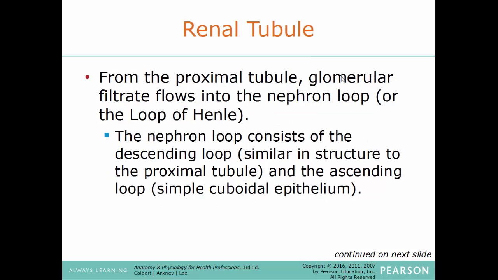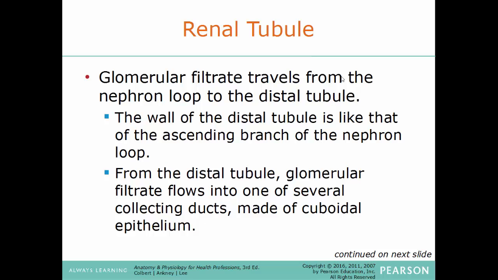And from the proximal tubule, the filtrate will flow into the nephron loop, or what's more commonly called the loop of Henle. Now, this loop will have two parts: a part that goes down, the descending limb, and a part that goes back up, the ascending limb. All of that together is the loop of Henle. After the loop of Henle, the filtrate will go into the distal convoluted tubule. It's called distal because it's further away from the glomerulus. And the wall of the distal tubule is similar to that of the ascending branch of the nephron loop.